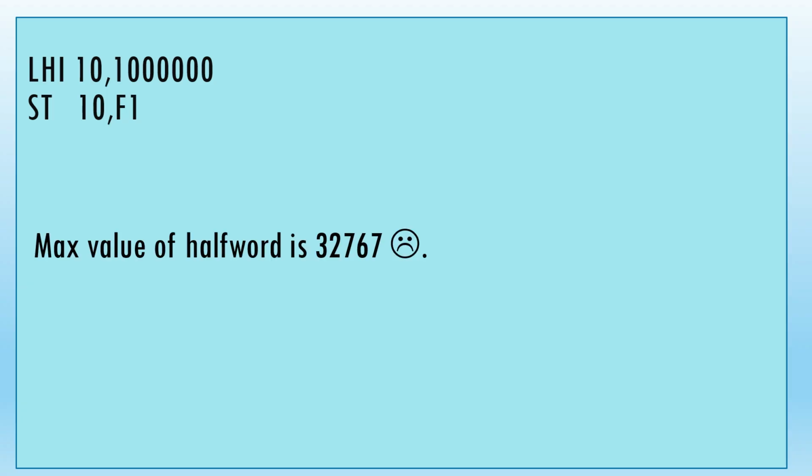Okay, LHI, load halfword immediate, in register 10 and the value is 1 million. You are loading a million into register 10 and taking that value and putting it into a variable called f1. You are storing 10 into f1. So does this work? Think for a second. Now it looks like nothing is going to work, right? That's what it is looking like. So it doesn't work. Why? Because a halfword can have only the maximum value of 32,767. So this will fail.